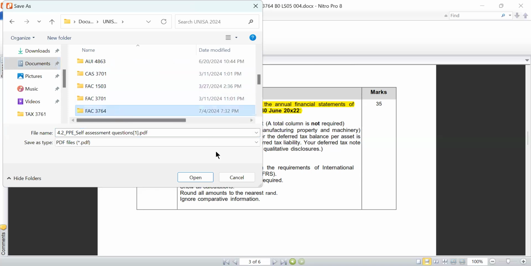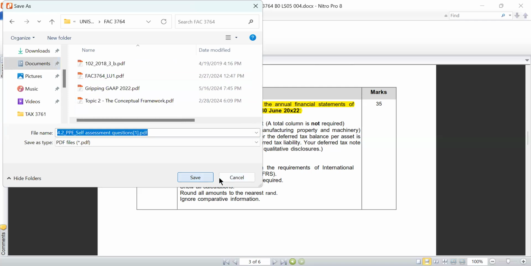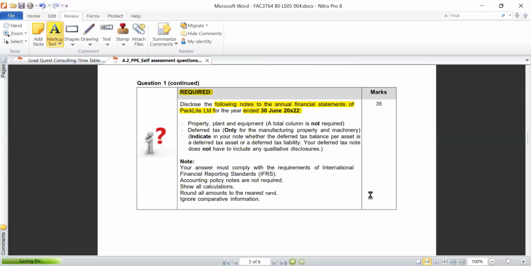So the first note they want you to do is the property, plant and equipment note. And notice that they say a total column is not required.